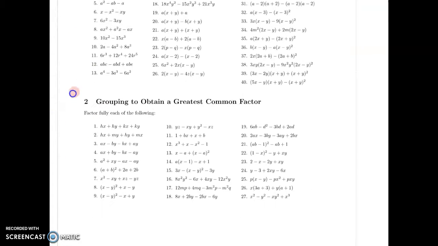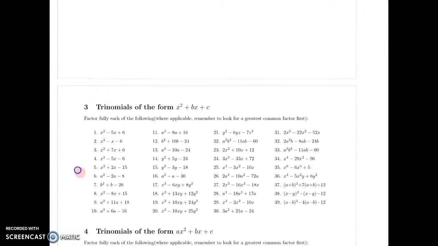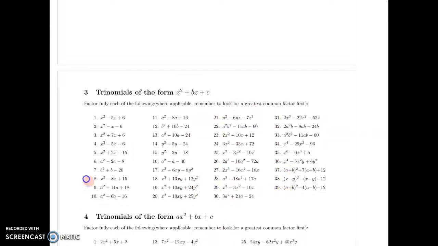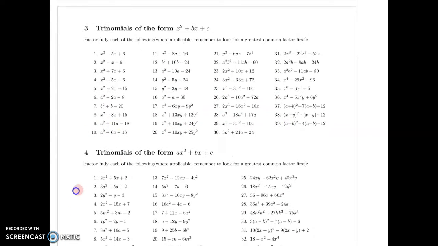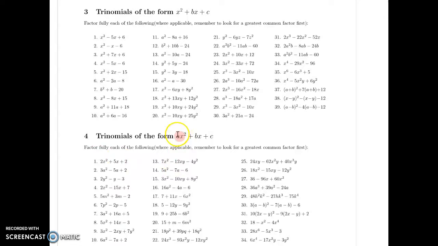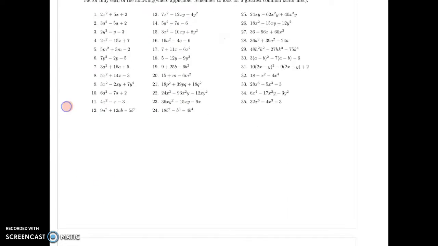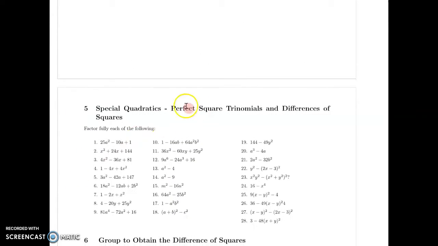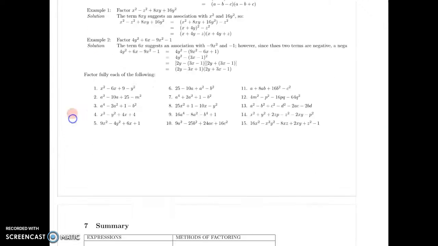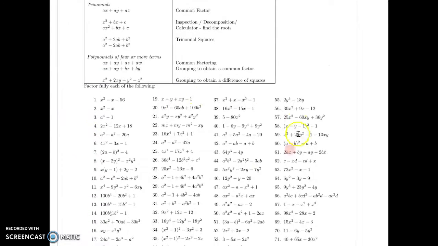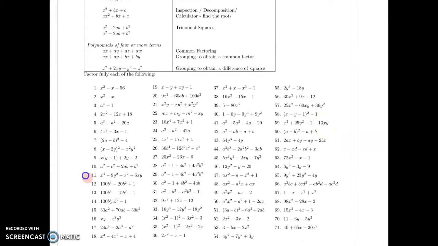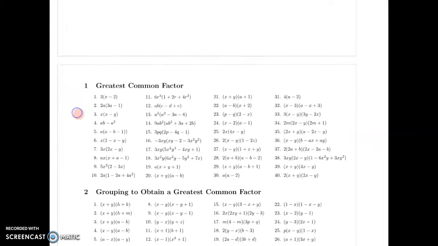Greatest common factoring, factor by grouping, factoring trinomials, which is 3 terms, but the a value, or the value in front of the variable squared, is just 1. So you can do the sum product. There's one where the a value isn't 1 now, so there's actual values in front of the x squared. The special ones like we've been talking about lately, the perfect squares and the difference of squares. And then here is just a variety of different ones that you can just practice, okay? And the solutions are also below.